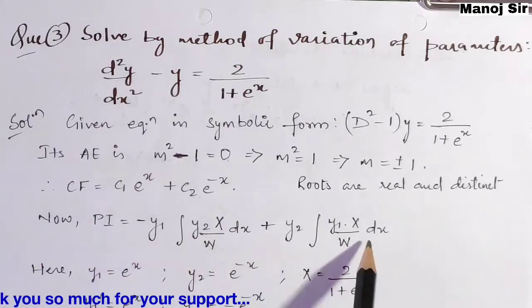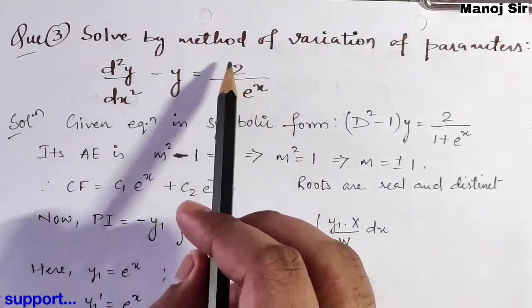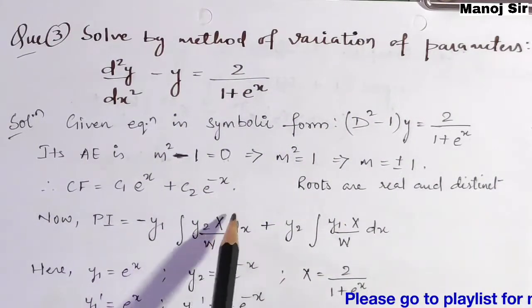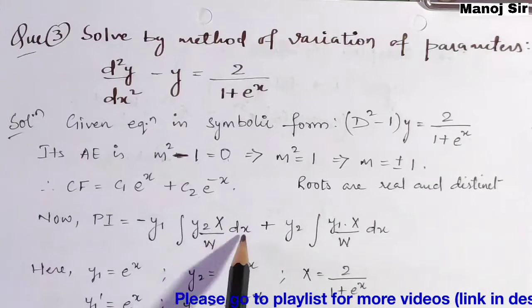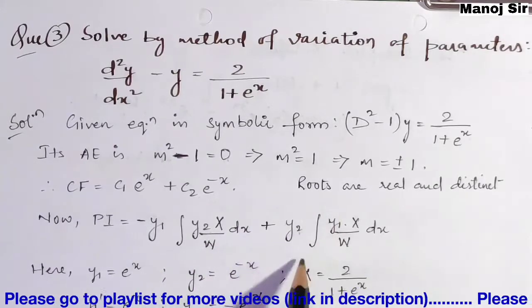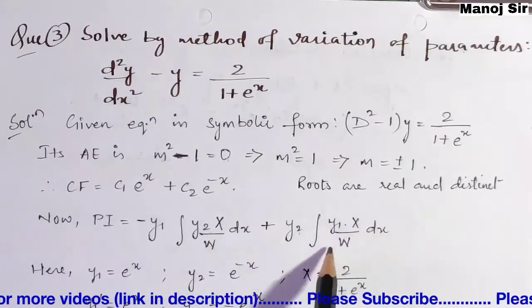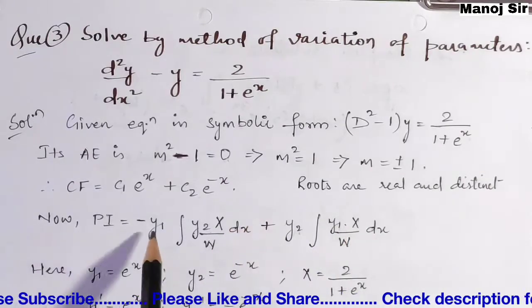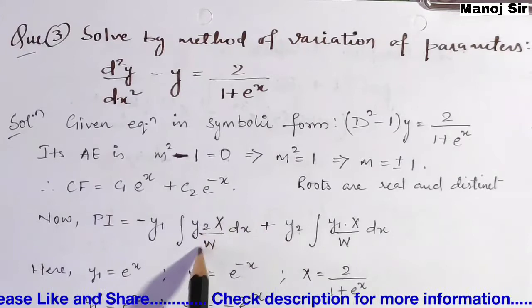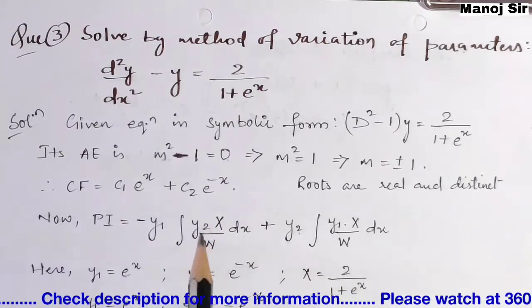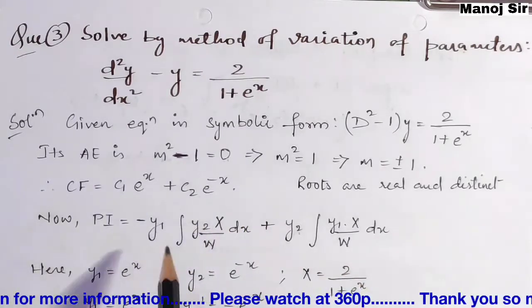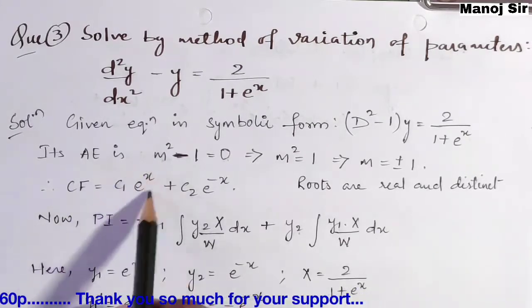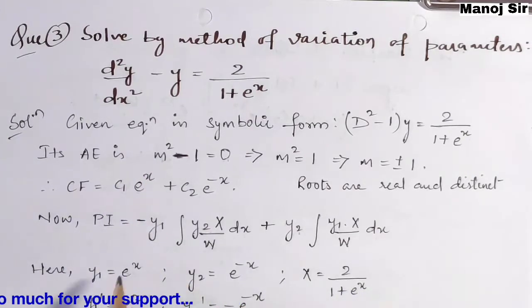This is the formula for PI in the method of variation of parameters, that is minus y1 integration y2 X upon W dx plus y2 integration y1 capital X upon capital W dx. Now here we need to find the values of y1, y2, capital X and capital W. What is capital W? That is the Wronskian determinant. So what is y1? It is the coefficient of C1, that is e to power x. So y1 equals e to power x.